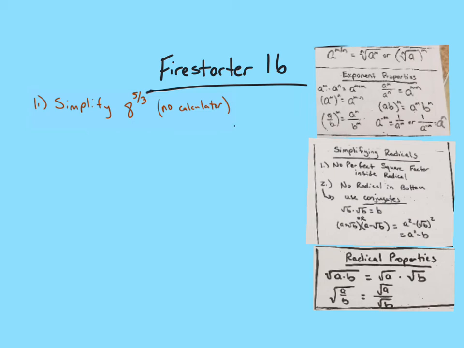Alright, so number one on our Firestarter, guys, we're going to be using this property right here. Remember we talked about fluency before? If you see a fraction exponent, it's usually easier to simplify when it's in a radical, because then we can use our exponent properties. So, our radical properties are simplifying radicals.